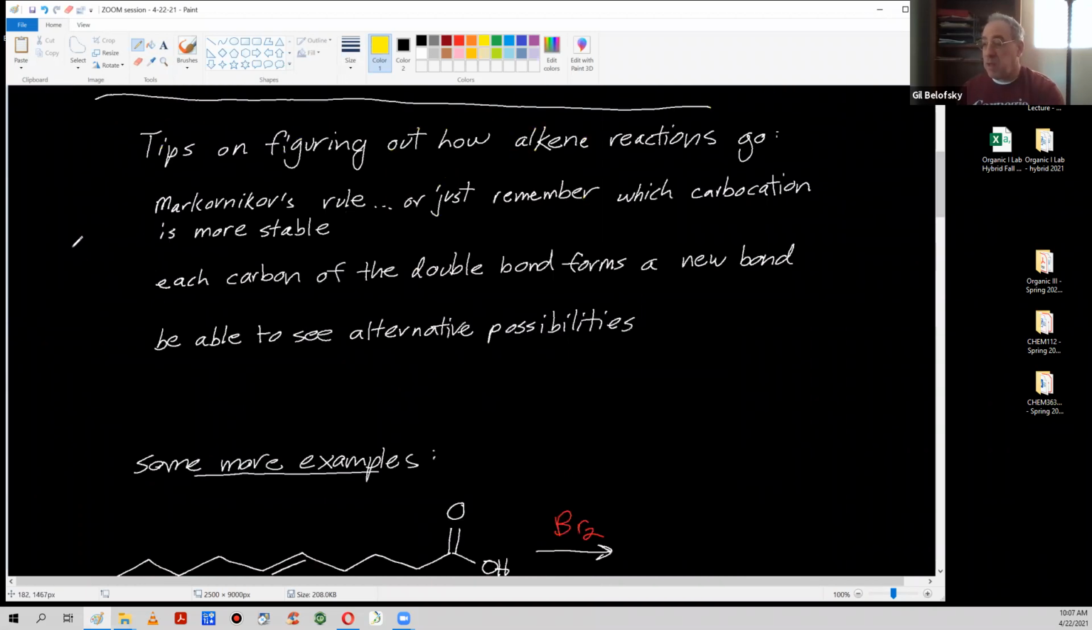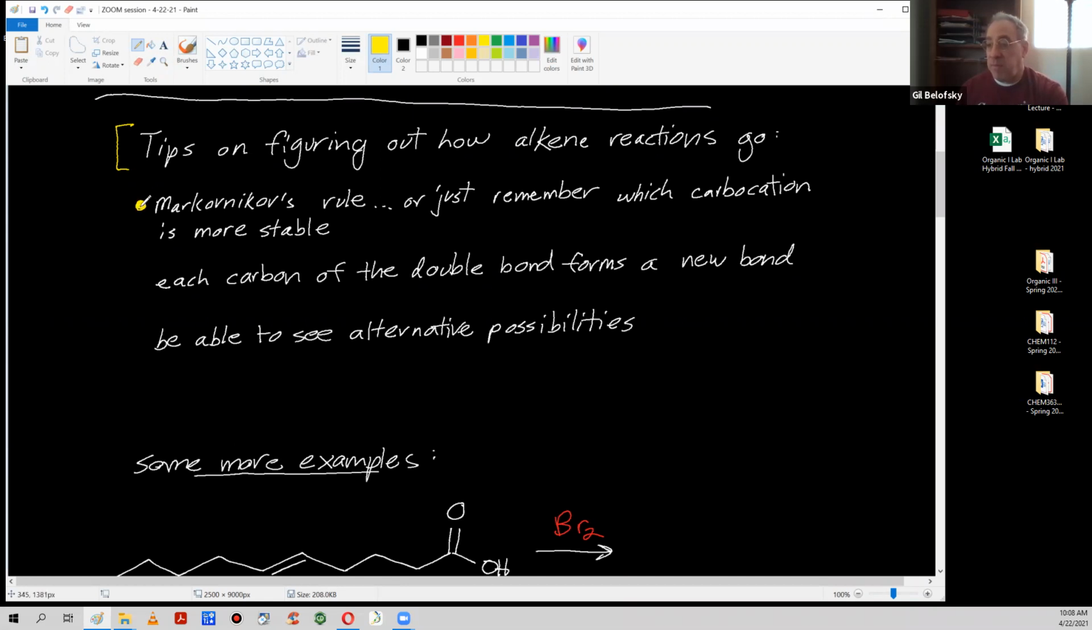I feel like the reactions of alkenes need a good amount of time, and I have spent a good amount of time on them, but I think it's worth spending more time today. And tips on figuring out how these reactions go. So, clearly you're going to see a bunch on the quiz.